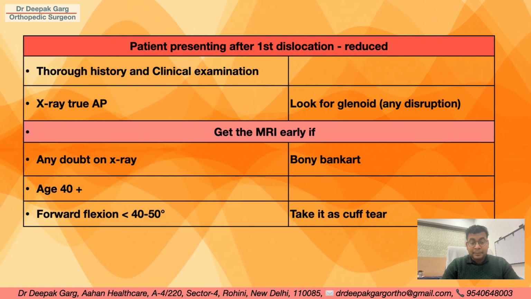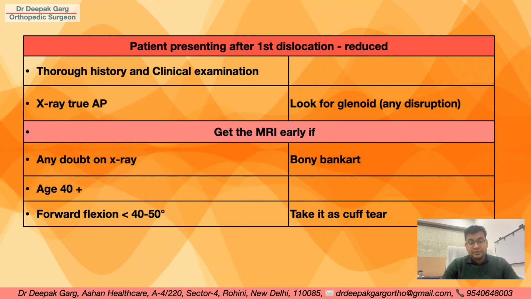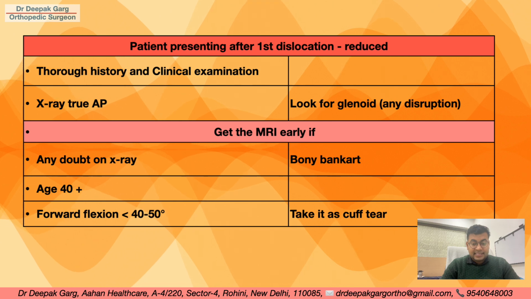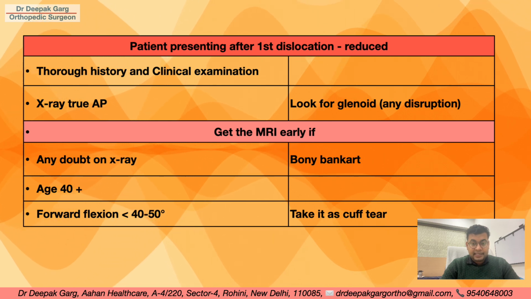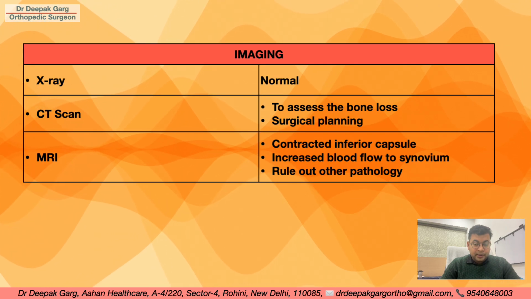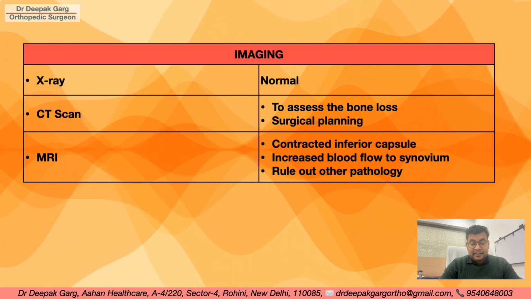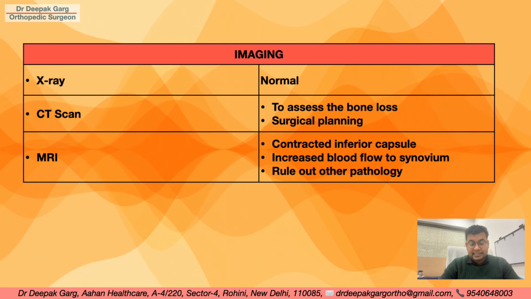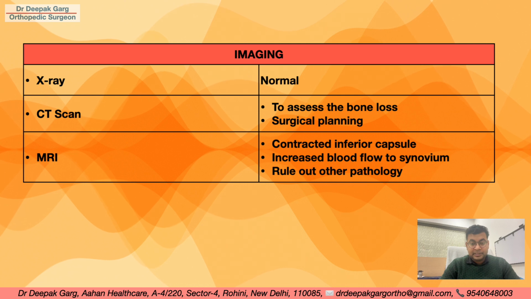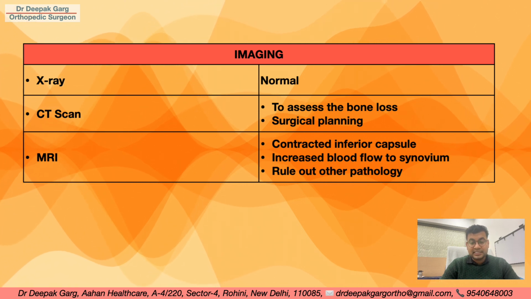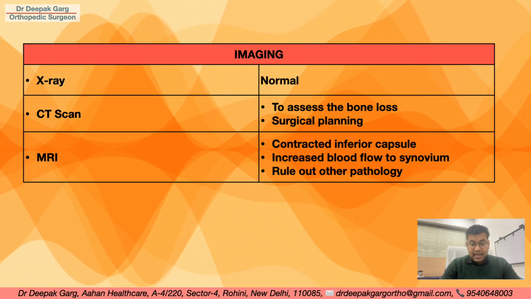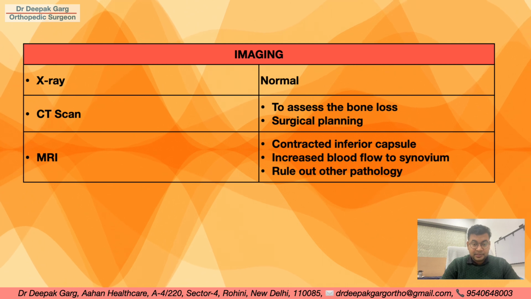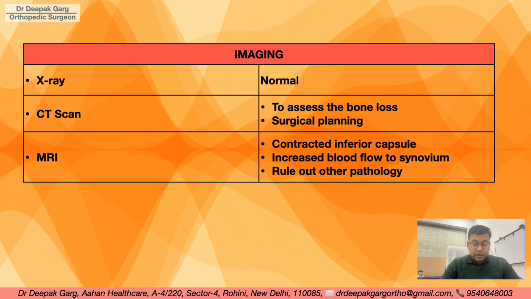If the patient's forward flexion is less than 40 to 50 degrees, then we consider it a rotator cuff tear and we get the MRI. The imaging investigations that we usually do are X-ray, CT and MRI, just to evaluate the patient's condition. CT is usually to assess the bone loss in Hill-Sachs or Bankart lesion and for surgical planning.